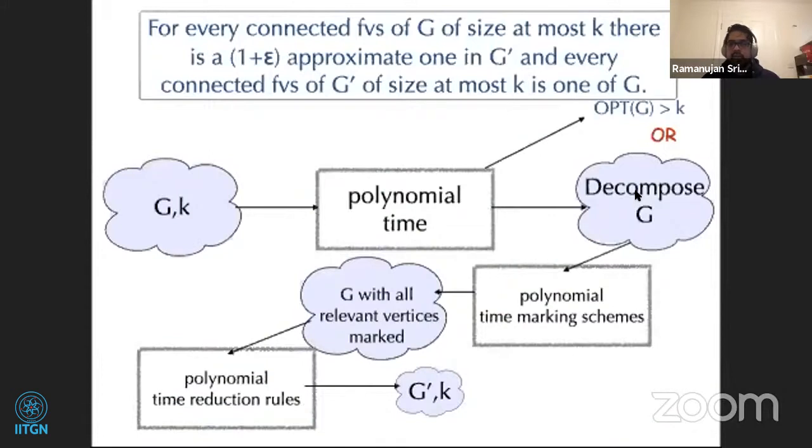So the entire approximate kernel looks like this. I start with G, K, and in polynomial time, I compute this decomposition or conclude that opt is too high. Once I compute this decomposition, I use these marking rules to identify the relevant vertices. And for the irrelevant vertices, I have various reduction rules. Either I delete them or I contract some paths. And this way we would be left with a graph G prime, which is not a subgraph. It would be a minor of my original graph, really.